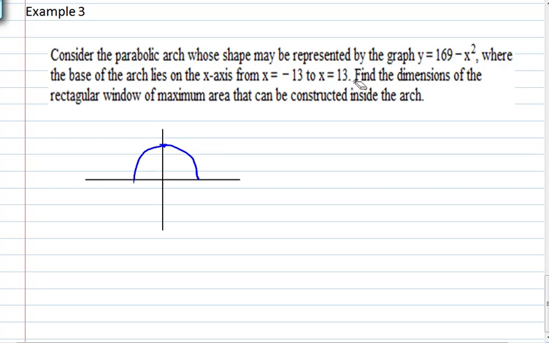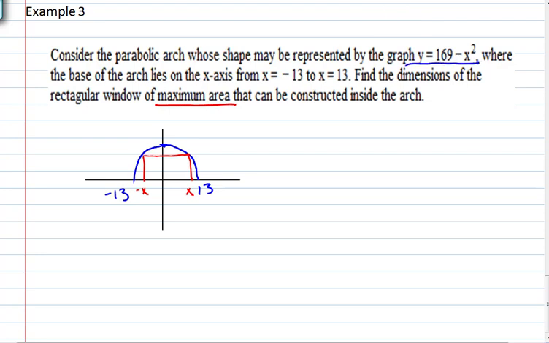All right, the base of the arch lies from negative 13 to 13. Find the dimensions of the rectangular window of maximum area that can be constructed inside the arch. Well, it could be a short, skinny window, or more of a square window, but we're going to say that it's this window right here, where this is negative a and a, because we don't know. Let's not use a, let's use x's. Negative x and x inscribed inside this circle, whose graph is the secondary equation.